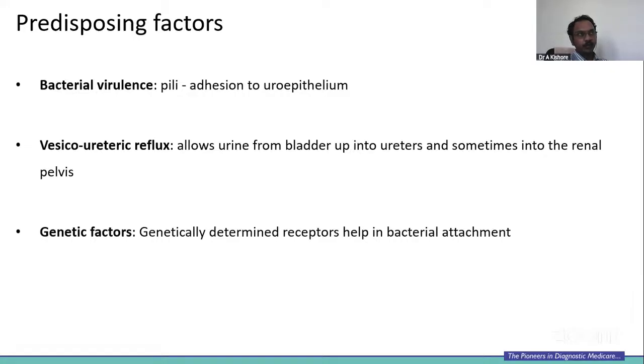Apart from the human predisposing factors, there are certain bacterial factors also. Some bacteria have pili, which can adhere to the uroepithelium and cause virulence, leading to urinary tract infections. Vesicoureteral reflux is one factor where urine flows from the bladder up into the ureters and sometimes into the renal pelvis, which can lead to infection of the ureter and also the cortex of the kidney. Genetic factors, such as genetically determined receptors that help in bacterial attachment, can also play a role in causing urinary tract infections.